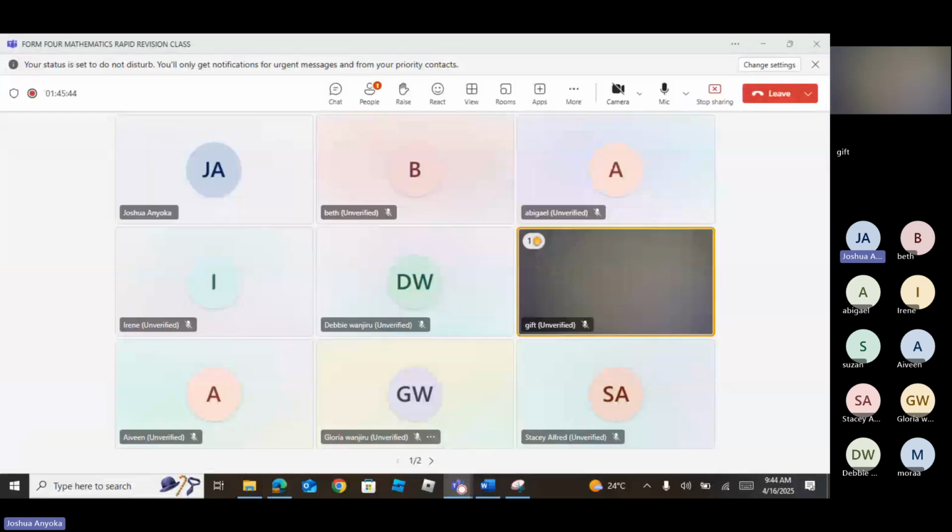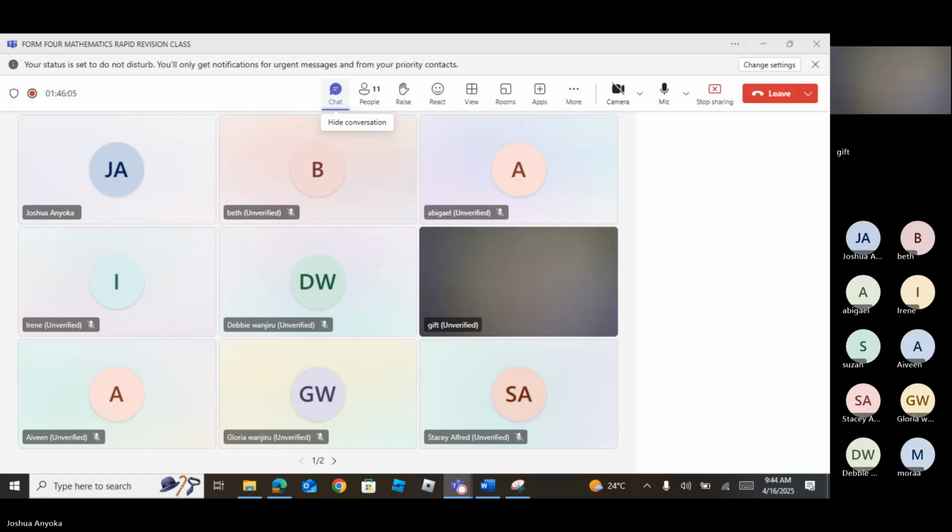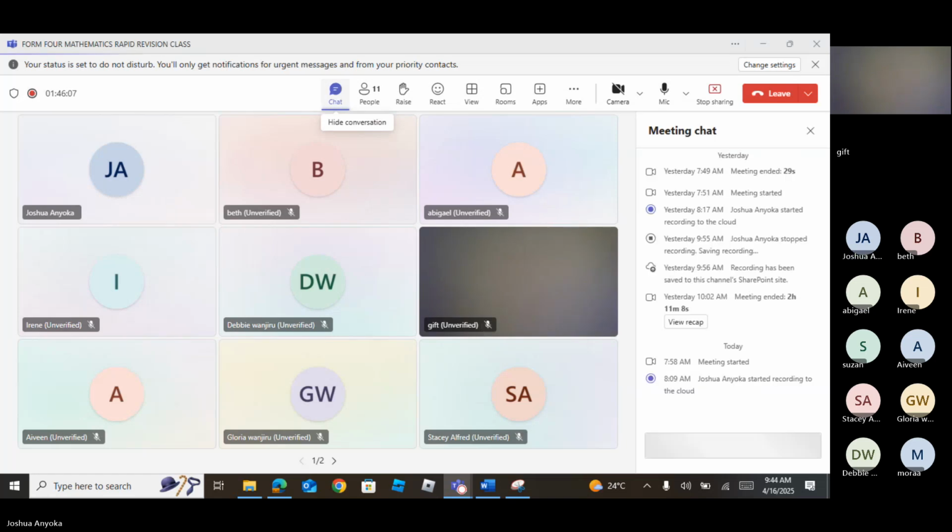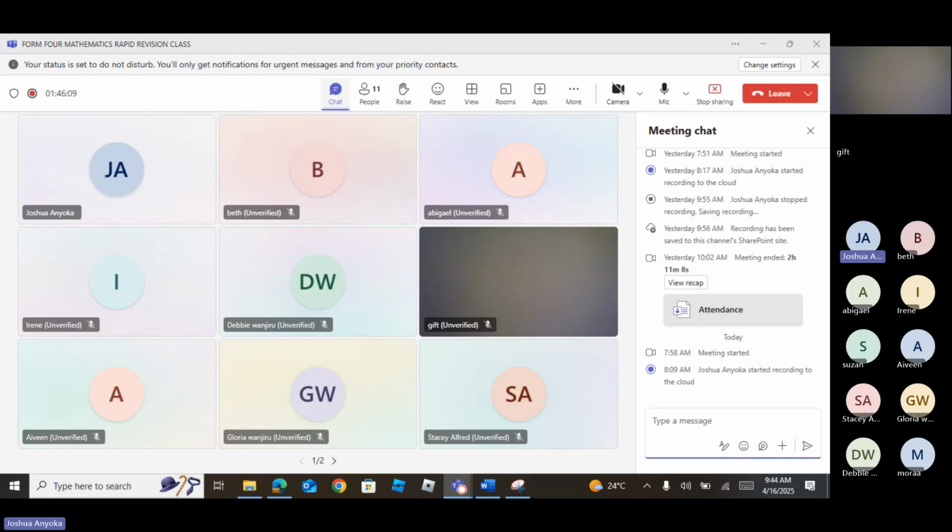I can see Gift, your hand is up. Gift, and mute yourself. Gift has challenges in communication. Do you access chats? You can text. If you cannot, go to the chat and see if you can text. Maybe I allowed you to text.